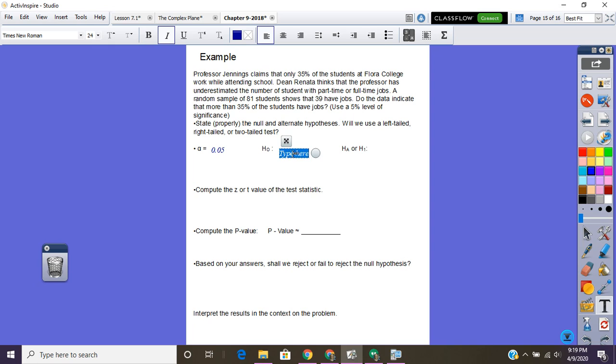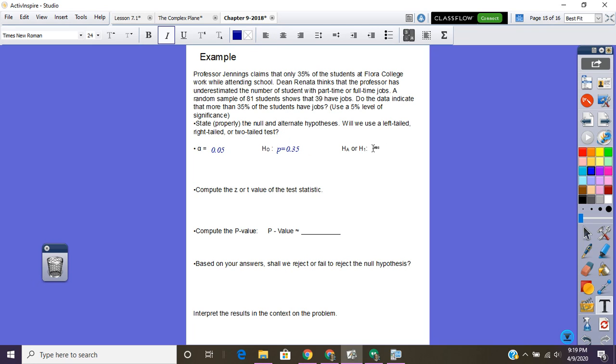Our null hypothesis. This is a proportion. So with our proportion, we are going to say that P equals 35% from right up here. So 0.35. Put a 0 in front of that to kind of separate it. So our null hypothesis is saying 35% of students have a job.